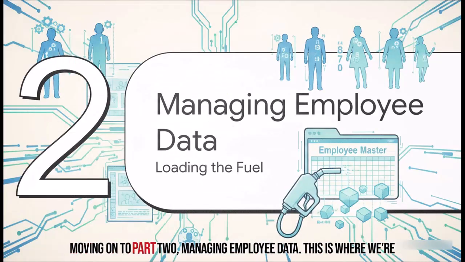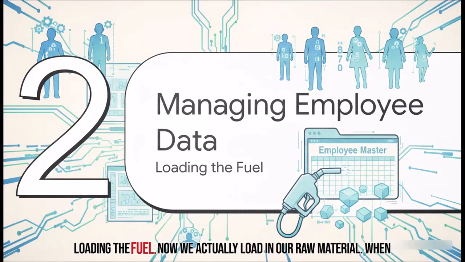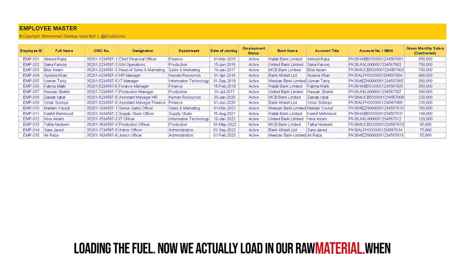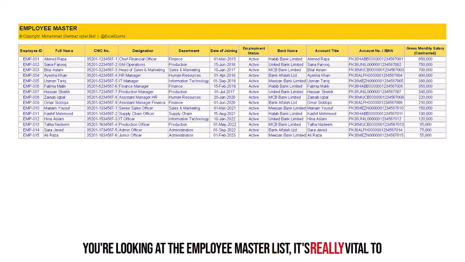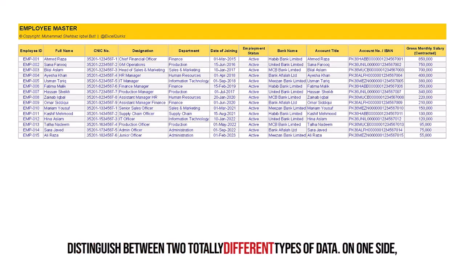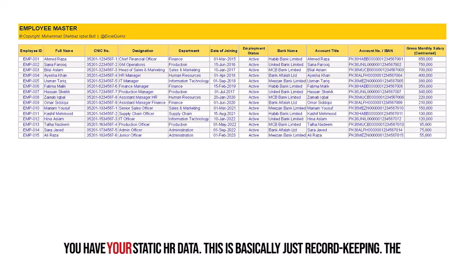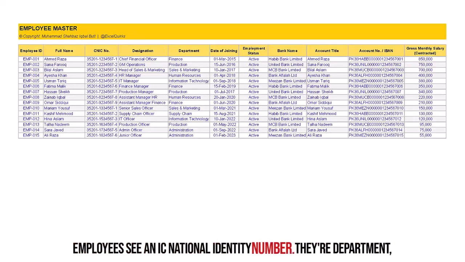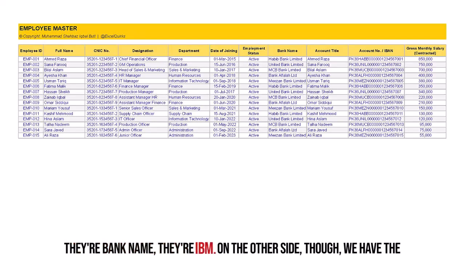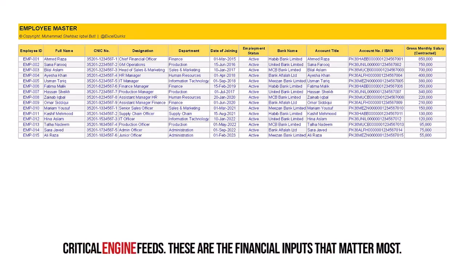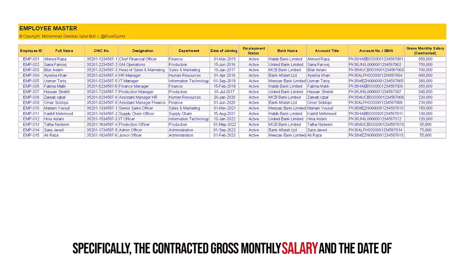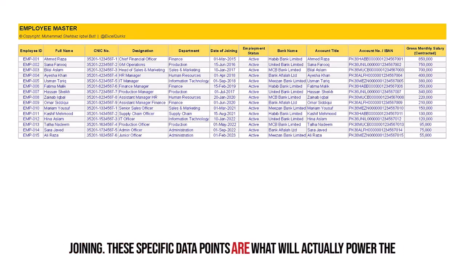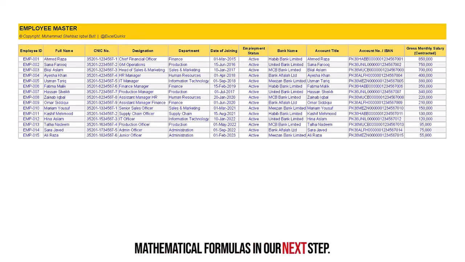All right, moving on to part 2, managing employee data. This is where we're loading the fuel. Now we actually load in our raw material. When you're looking at the employee master list, it's really vital to distinguish between 2 totally different types of data. On one side, you have your static HR data. This is basically just record keeping, the employee's CNIC national identity number, their department, their bank name, their IBAN. On the other side, though, we have the critical engine feeds. These are the financial inputs that matter most, specifically the contracted gross monthly salary and the date of joining. These specific data points are what will actually power the mathematical formulas in our next step.